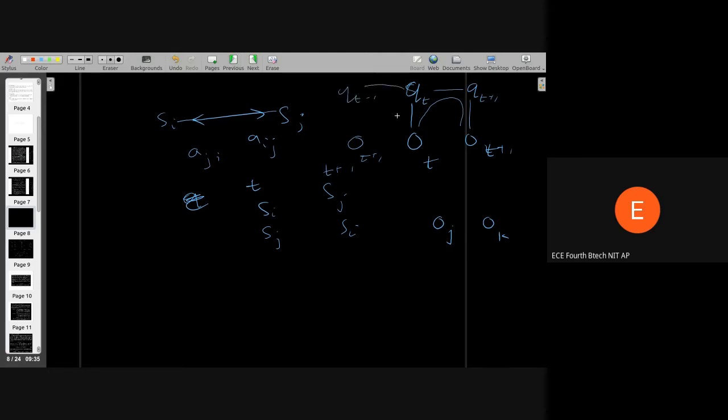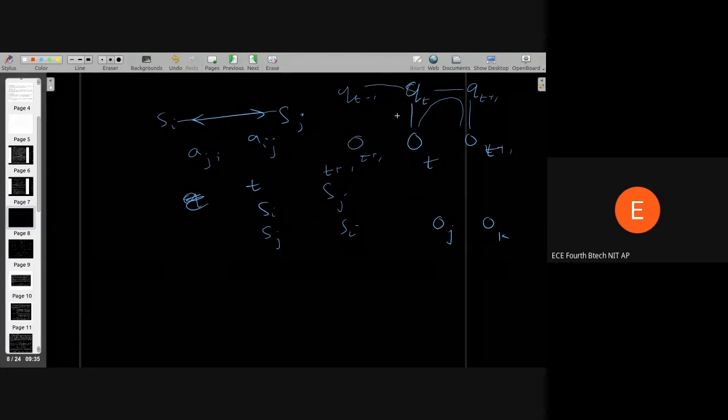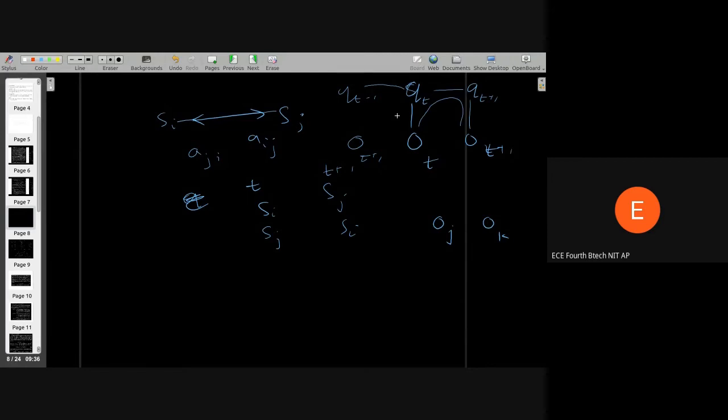So, as you know, speech or other signals which have contextual information, these phonemes and all the words have a kind of correlation when we speak a continuous word.